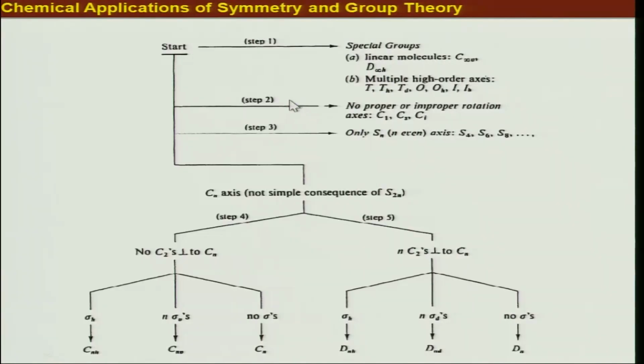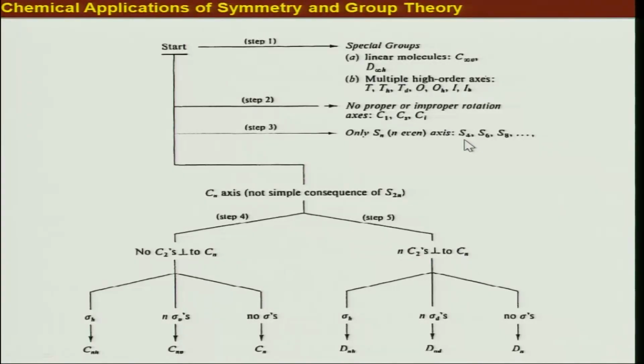Now if the answer is no, I may not have a proper axis of symmetry, but I have an improper axis of symmetry, then you go to step 3. The question you ask is, do I have only an improper axis of symmetry Sn with n even? If the answer is yes, that is, I have only say S4, S6, S8, and no other elements other than identity and this, then what you have is an Sn group. This is for n equal to even. Now if the answers to all these questions are no, then you go to step 4 and step 5 here.